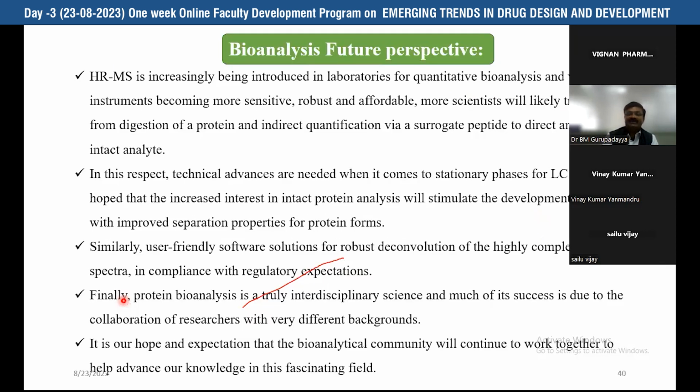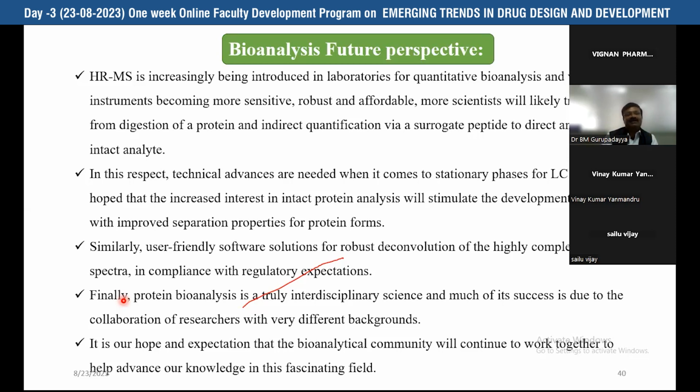And in bioanalysis, the future perspectives: of course we consider that LCMS is the best, but not only LCMS; high resolution mass spec is also one of the best techniques, which gives quantitative measurement of the quantity of the drugs. It gives very sensitive, robust and affordable results for scientists, which can be used for the quantification of the drug by using the technique called HRMS.